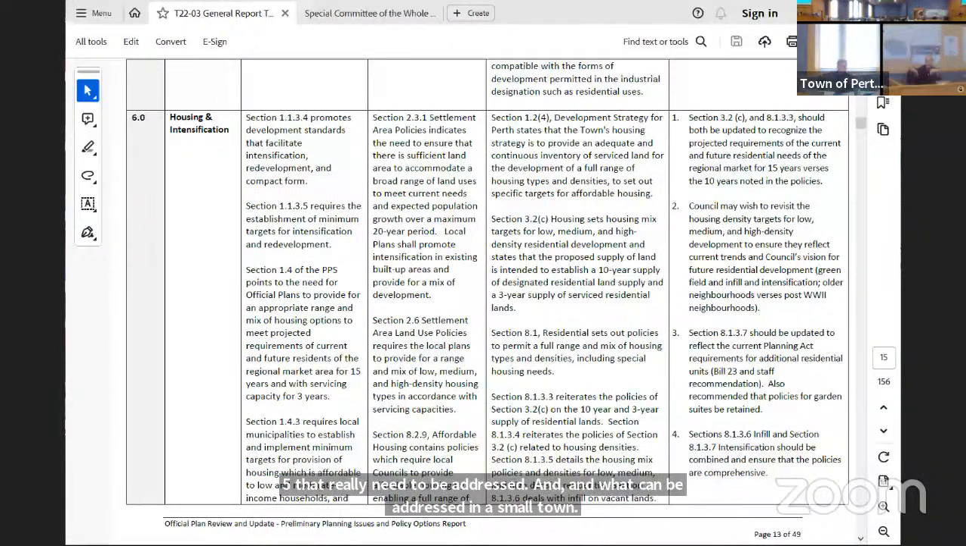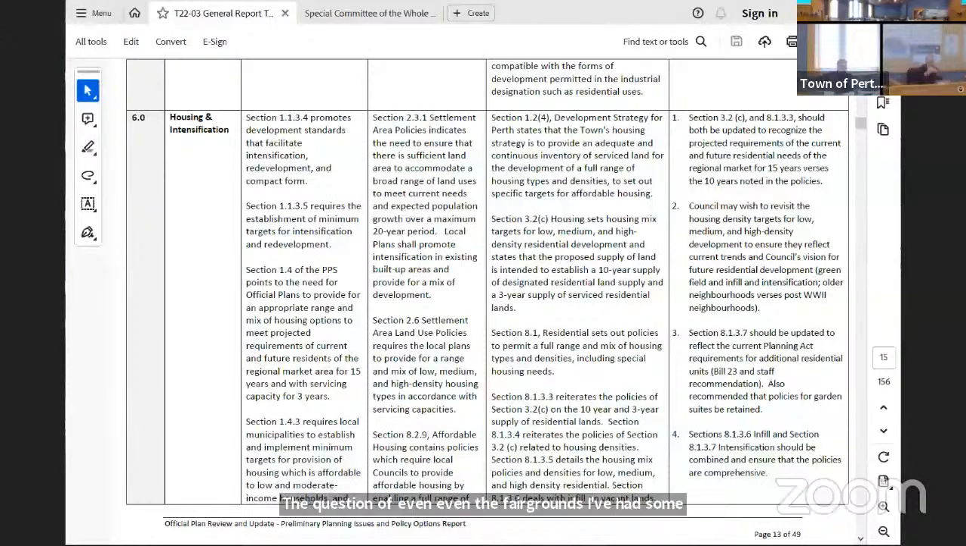The question of even the fairgrounds, I've had some conversations with people who've sat on the fair board and things like that, and I'm not necessarily sure that that's a topic we're probably going to be successful with down the road. But anyway, I appreciate the work so far you've done, and especially a lot of the comments people have made. Anything further? Okay. Could I ask to quickly respond to that?